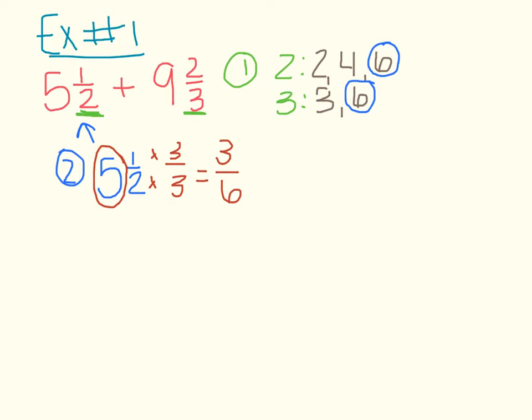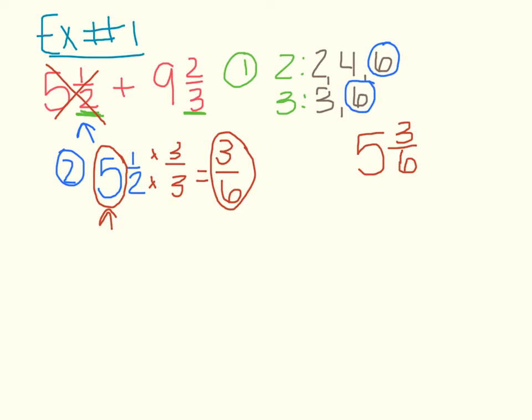So I'm going to rewrite it over here. 5, that's my whole number that I circled. And here's my fraction part that I just changed, 3/6. So I can cross that out because now I just changed 5 1/2 to 5 3/6. Because remember, I have to get 6 as my denominator.